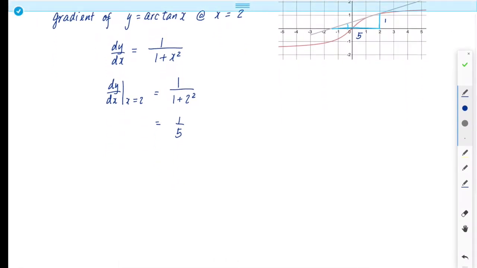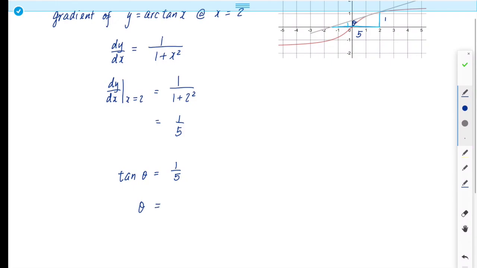In this case, in order to find theta, we can make use of tangent, because tangent of theta is equal to 1 over 5. In other words, theta would be arctan of 1 over 5, which works out to approximately 0.197 radians, or if you prefer, 11.3 degrees.